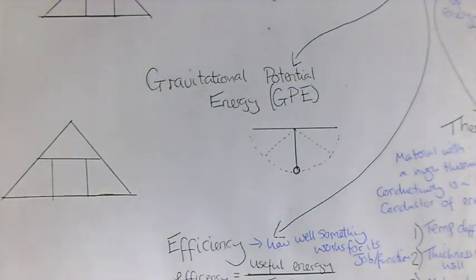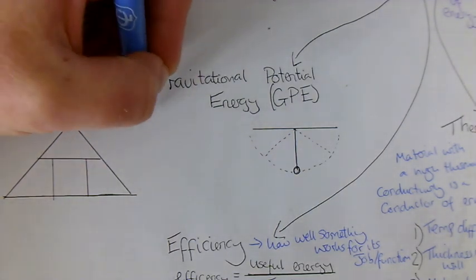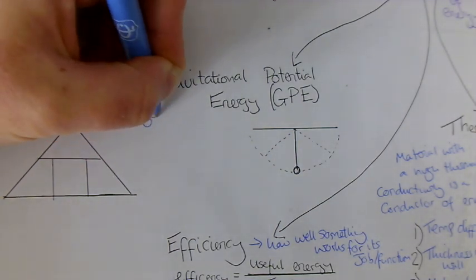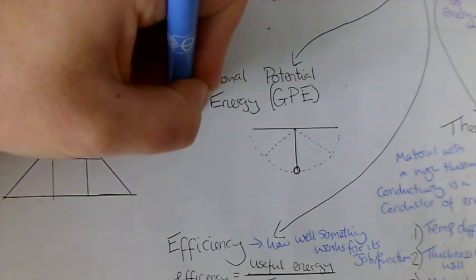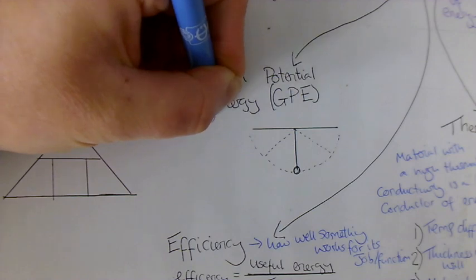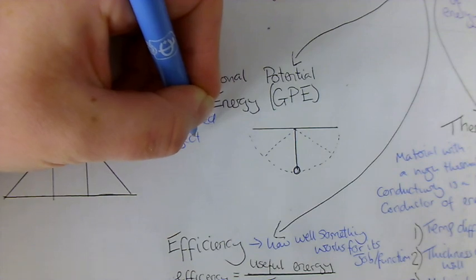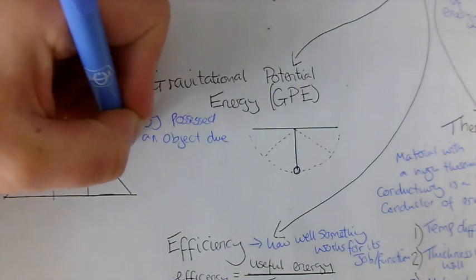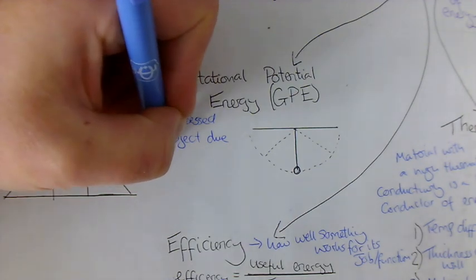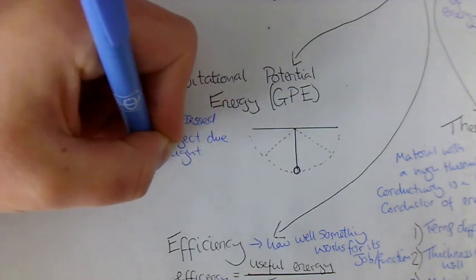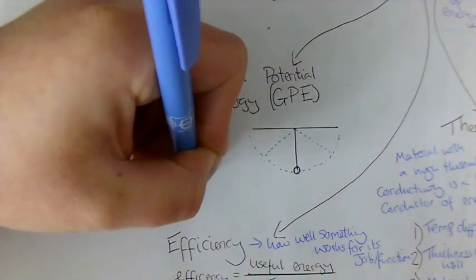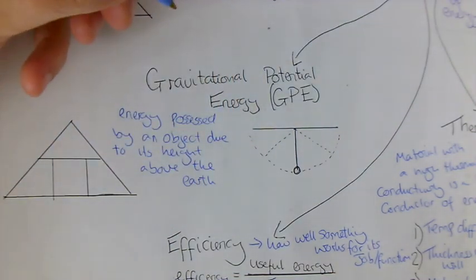So this time we're talking about gravitational potential energy, or GPE. So GPE is the energy possessed by an object due to its height above the Earth. So this is energy possessed by an object due to its height above the Earth.